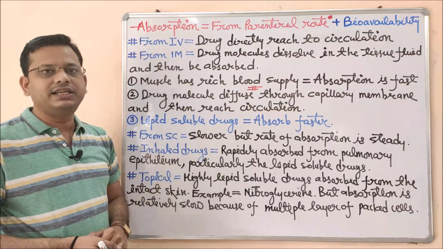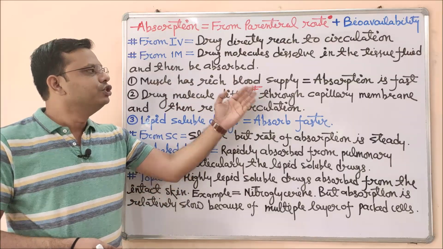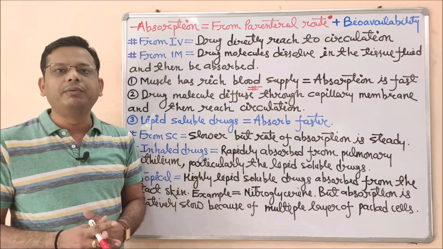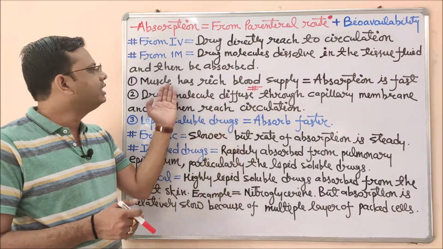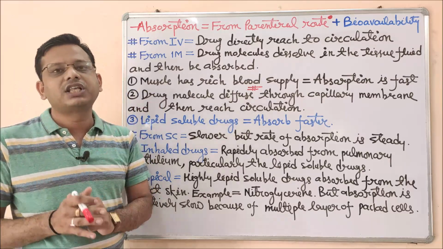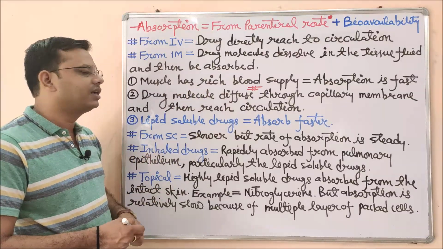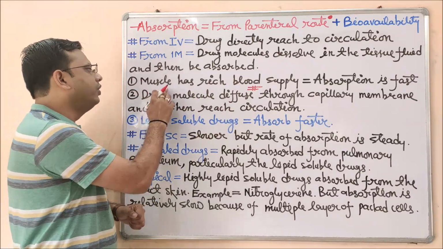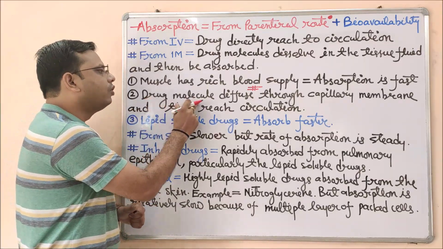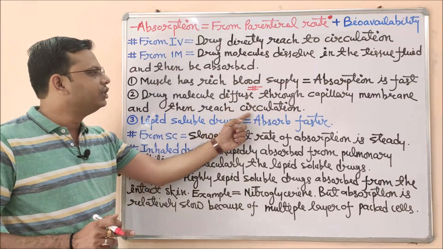And there are a few cases. In case of intramuscular, muscle has a rich blood supply, so the absorption is fast. As you have seen with the deltoid muscle in your arm, the muscle is rich in blood supply. Every body part has a different circulation system for the blood, but muscles are rich in this kind of blood supply. So what happens according to this blood supply? If the blood supply is maximum at that portion, drug molecules will diffuse through the capillary membrane and then reach the circulation.